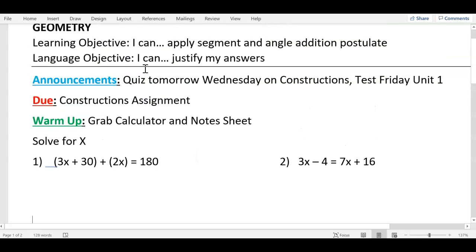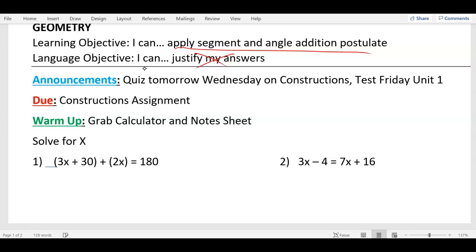All right, here we go. So our objective is to apply segment and angle addition postulates. So make sure you write the top learning objective. You're not writing the language objective on your warm-ups, okay? Though of course you do want to be able to justify your answers in your words or out loud.